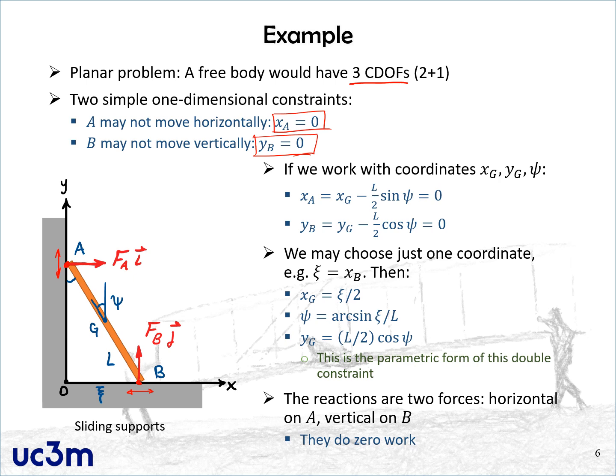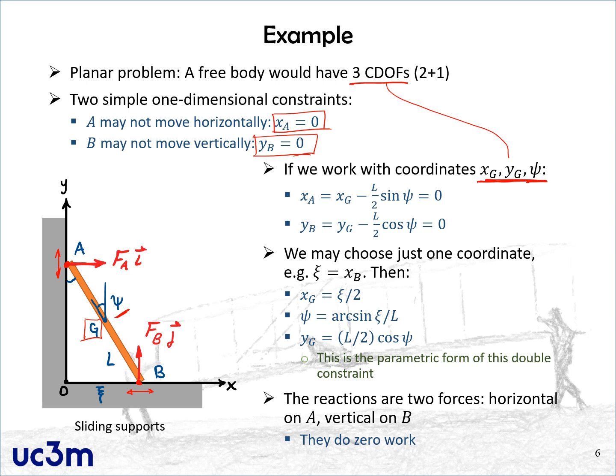However, we usually choose a set of coordinates that may or may not be the coordinates of the points of contact, such as, for example, the coordinates of the center of mass of the bar and an angle, as you could see over here, to represent the rotation of the bar. So imagine that we start with these 3 degrees of freedom represented with these 3 coordinates.